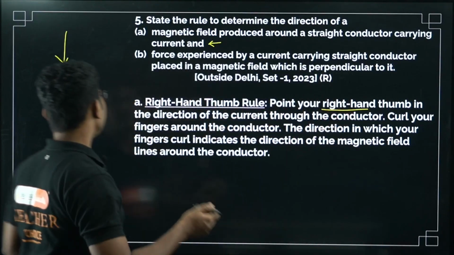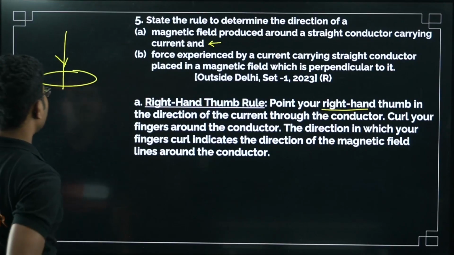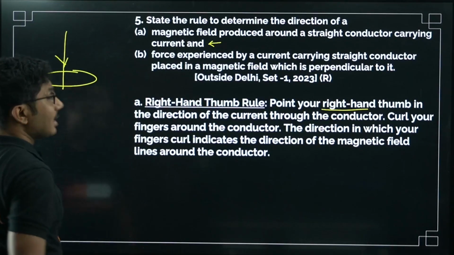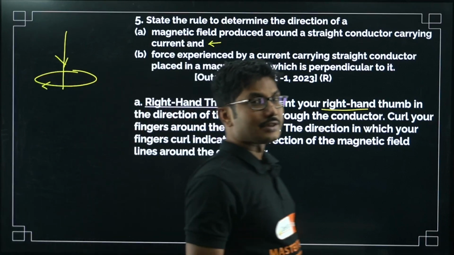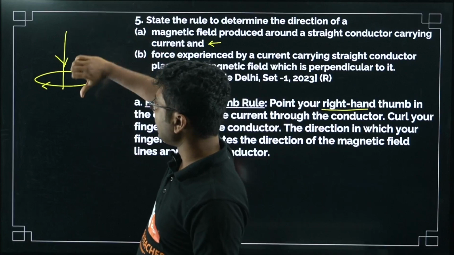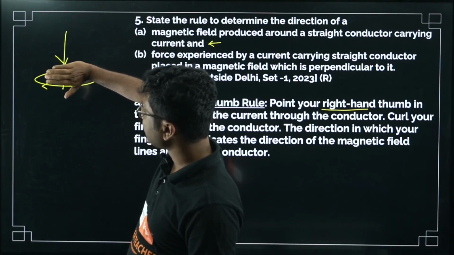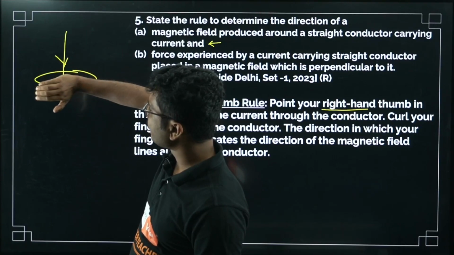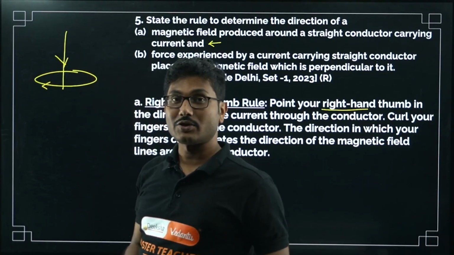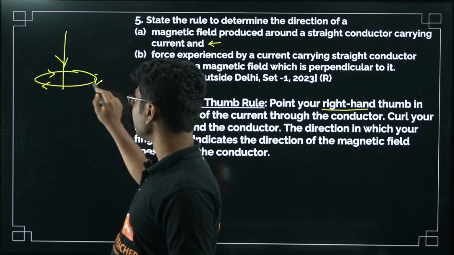If in future you study science, obviously in physics in your class 12th, you will use this law again and again. So first you point your thumb in the direction of current, curl your fingers, then whatever is the direction of your fingers, that is the direction of the magnetic field line. So in this case, magnetic field lines point like this.